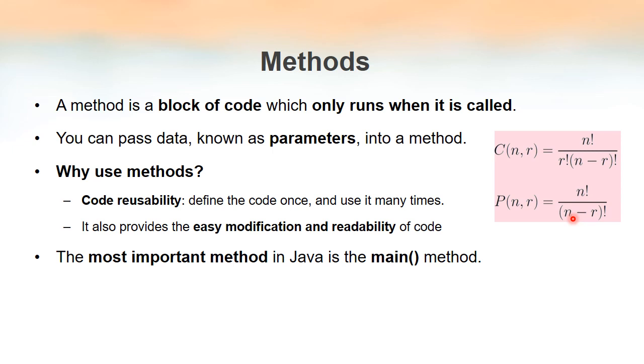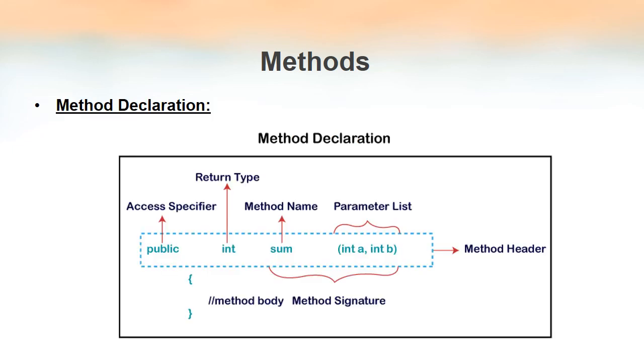So by using methods, we can reuse the same lines of code again and again, any number of times we need, and it improves the readability of the program. Also, it becomes easy to modify the program. That means if we need to modify a portion of the program, we can concentrate only on that method instead of modifying the entire program. So the modification also becomes very easy when we write programs in methods. And when we talk about C programming as well as Java programming, the most important method is the main method, because if there is no main method, our program will not run.